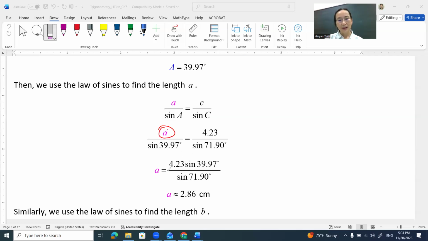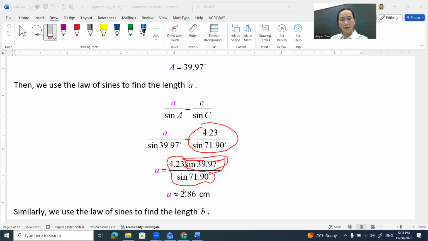The unknown side length A is this quantity on the right-hand side times the sine of 39.97 degrees. As you can see, this quantity is simply this, right? This, and both sides times the sine of 39.97 degrees. Then that will make the left-hand side A, okay? So then we get A.